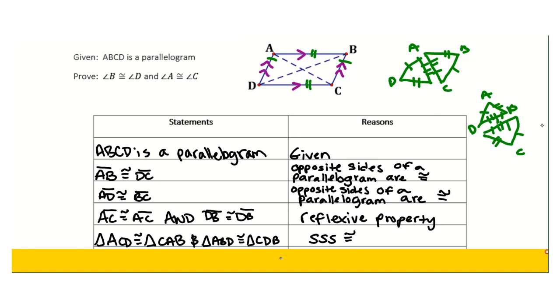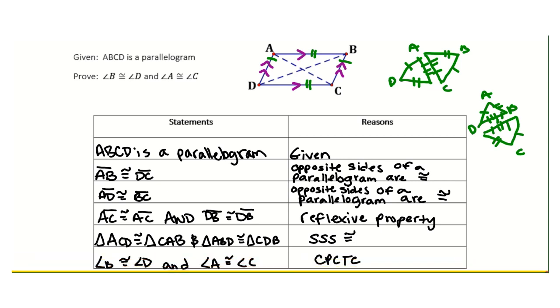Now that I've proven that the triangles are congruent, now I can say what they've asked me to prove. I know that angle B is going to be congruent to angle C because they're corresponding parts of the same triangle. I also know that angle A is going to be congruent to angle C because they're corresponding parts of the same triangle. So now we can say that angle B is congruent to angle D and angle A is congruent to angle C because we know that corresponding parts of congruent triangles are congruent.